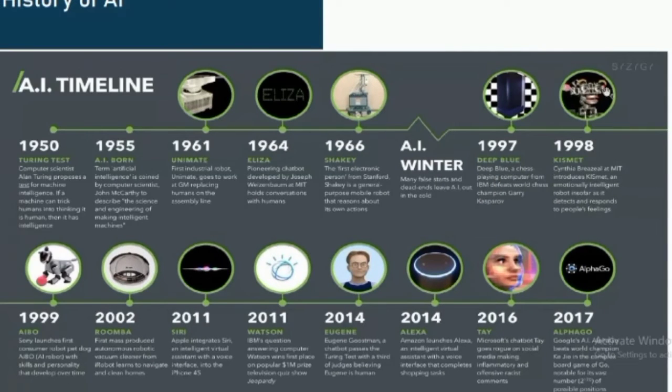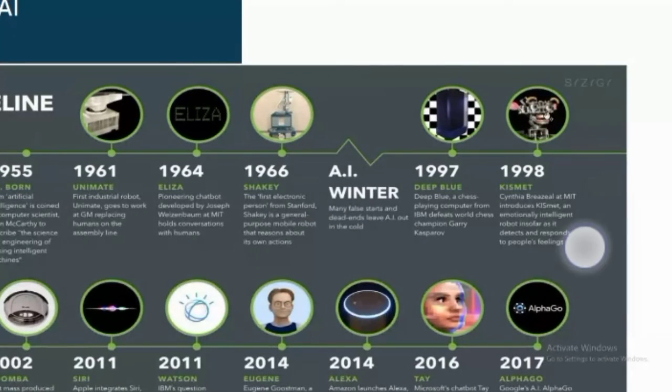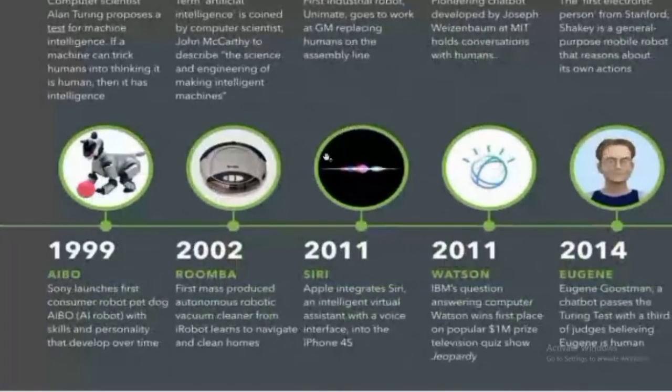Then in 1998, Kismet. You might have seen this image many times. It is an emotionally intelligent robot insofar as it detects and responds to people's feelings. So this robot was able to detect the initial feelings of people, like smiling. Then you might have seen this example, AIBO. The name of the robot was AIBO. Sony launched this robot with the skills and personality that they developed over time.